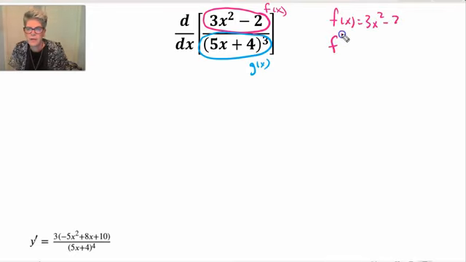So the derivative of F, I can do that term by term, 3 times 2x. And the derivative of minus 2 is 0. So that one was pretty straightforward.